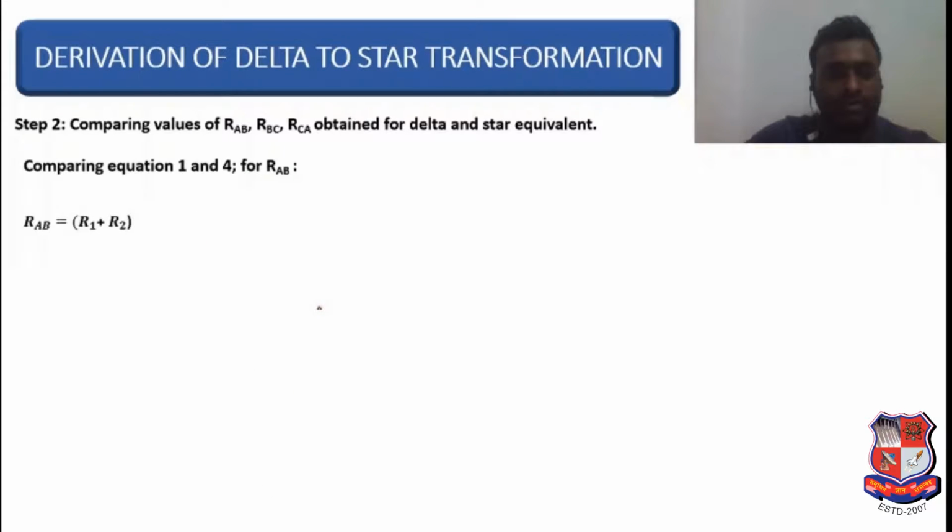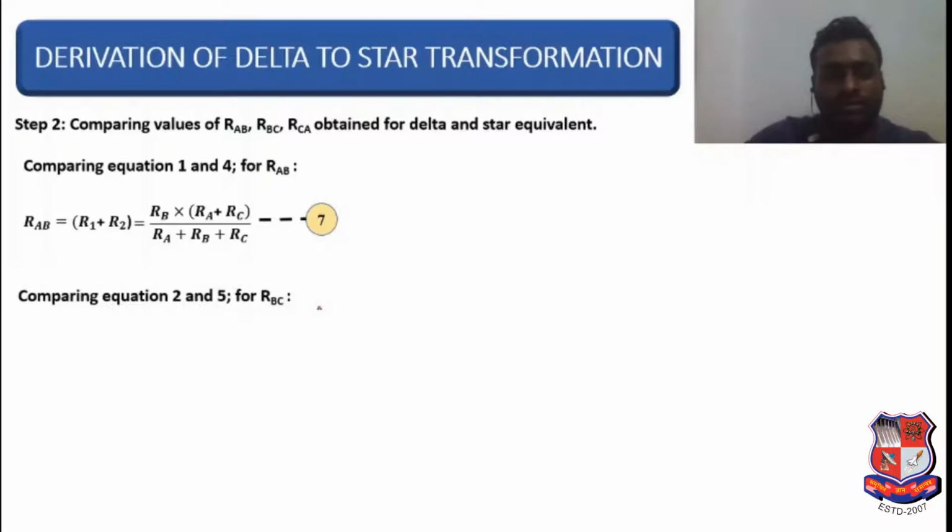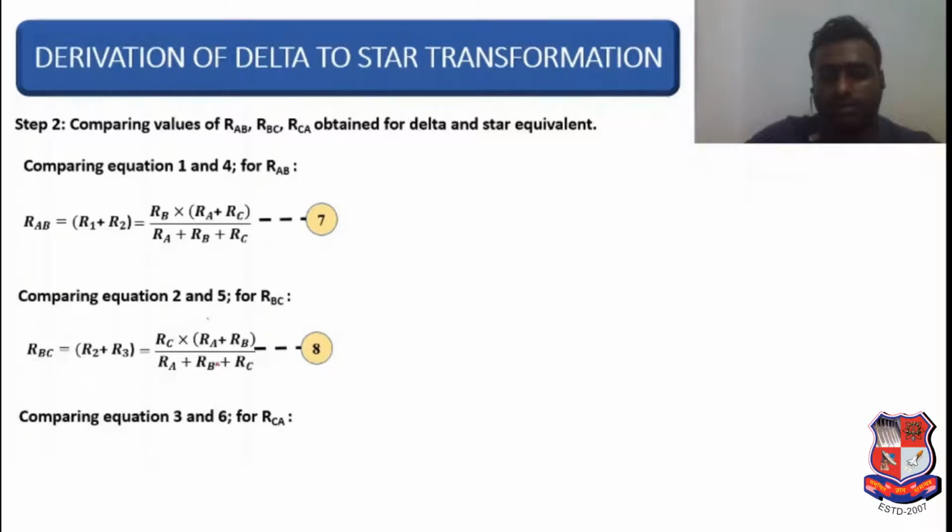So RAB equals R1 plus R2, and that is also equal to this value. This will give us equation number 7. For RBC, this will be this value, and this is equation 5. Further, we will solve and it will give this as equation number 8. Then compare the third and sixth equations. So we will get RCA, that is R1 plus R3, equal to these values.